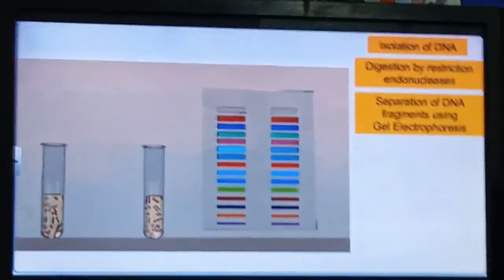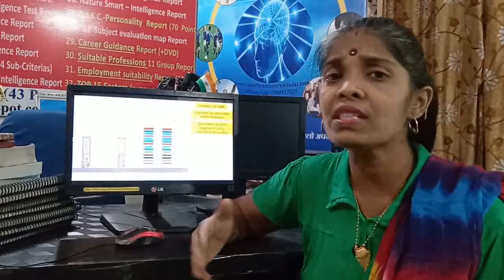Once you isolate the DNA, it will be very long, about 2.2 meters in length, right? So we cannot use such long DNA as it is. We need to cut it into small fragments. For that we need to use a scissor, right? And do you know which is the biological scissor? The biological scissor is nothing but the restriction enzyme. So endonuclease enzymes will be used here to digest the DNA, and the DNA will be cut into small fragments.